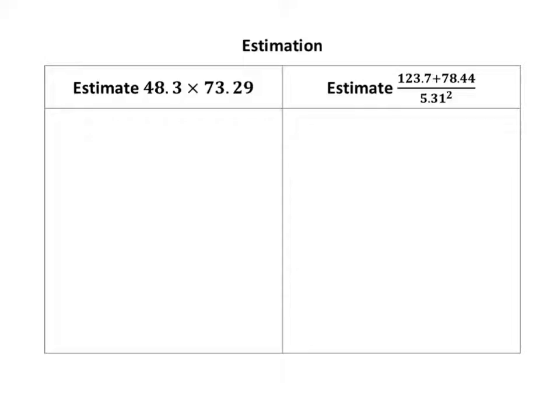Right, so the whole point of this is to round these numbers, this one and this one, to nice numbers to work with. So 48.3, now I could round that to 48, but that's still not very nice to work with. But 50, however, is, and 50 is pretty close. When we round, we want something that's pretty close. Alright, again with this, 73.29, I could round to 73, still not very nice to work with, so therefore I'm going to round that to 70. Right, now I have a calculation I can do in my head.